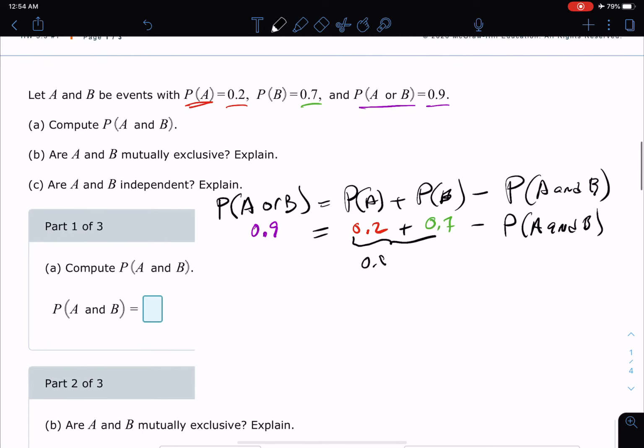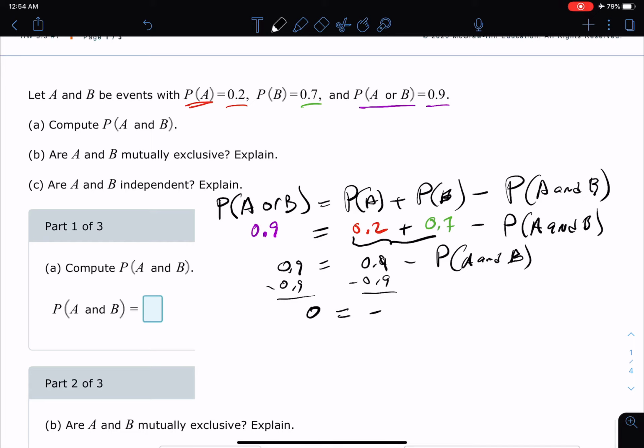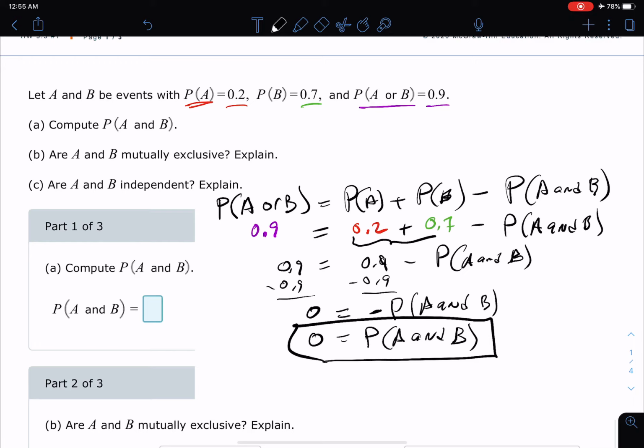This is going to give us 0.9. And of course, we subtract 0.9 off of both sides, which gives us 0 equals negative the probability of A and B. And the fact that it's negative, you can't have a negative probability. So when we multiply both sides by negative to make that positive, negative times 0 is still 0. And so this time we get the probability of A and B is 0.